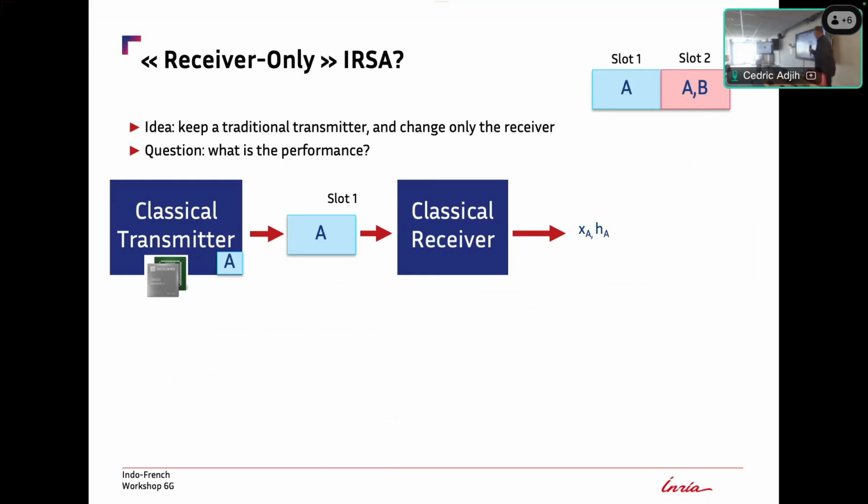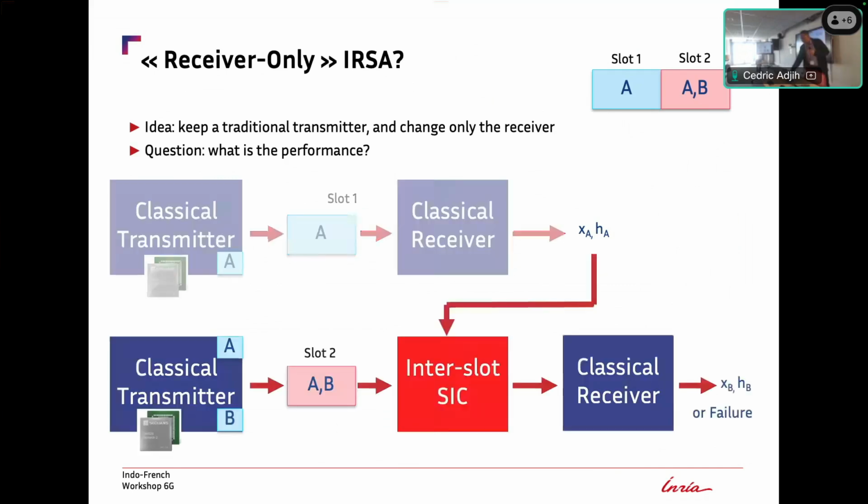You should probably remove it. Then you have a classical transmitter, and you can use a classical receiver when there is a single transmission. You recover a signal from A, for instance. The difficulty is, of course, in the implementation of this inter-slot SIC. You have your classical transmitter, you get the superposed signal, and you need to estimate the parameters to remove the copy here and feed it back to the classical receiver. This is one thing we are studying.